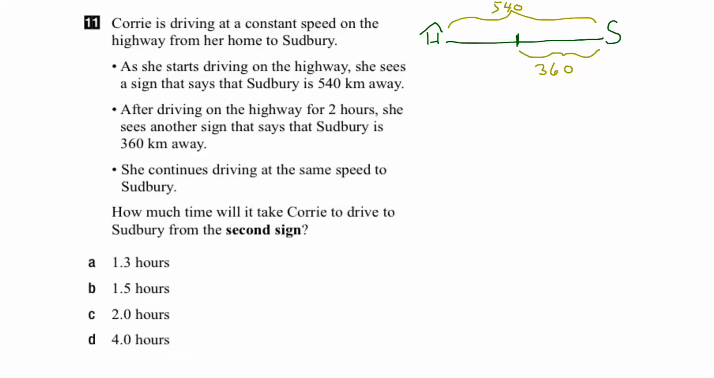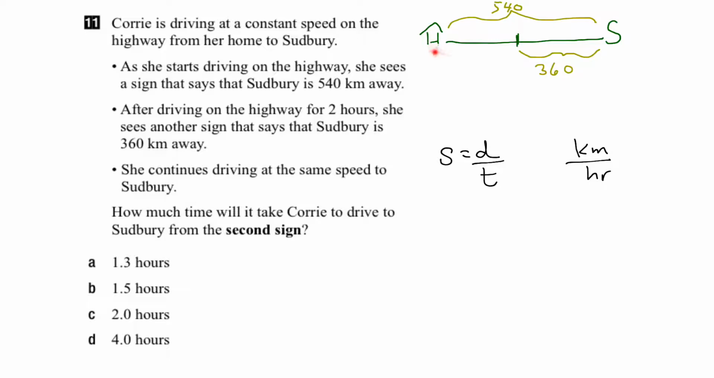Okay, so they tell us that she continues driving at the same speed, so let's see if we can figure out the speed. And we know that speed is equal to distance divided by time. If you weren't sure about this formula, just think about traveling on the highway at, say, 100 kilometers per hour. Kilometers is a distance, and hour is a time, therefore we know that the formula is distance divided by time. So to find her speed, we need to know a distance she traveled in a certain amount of time.